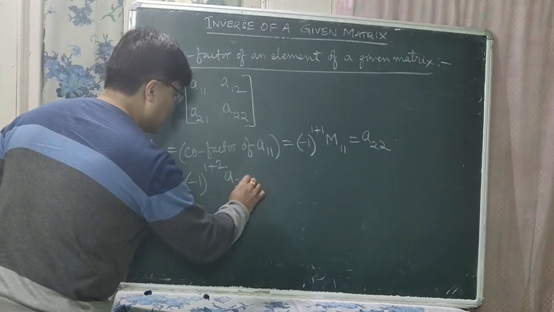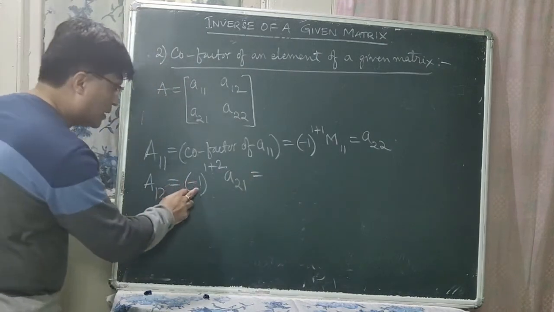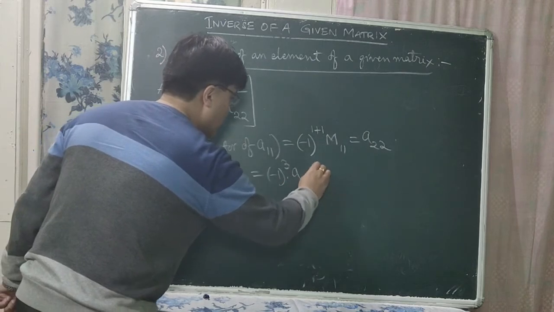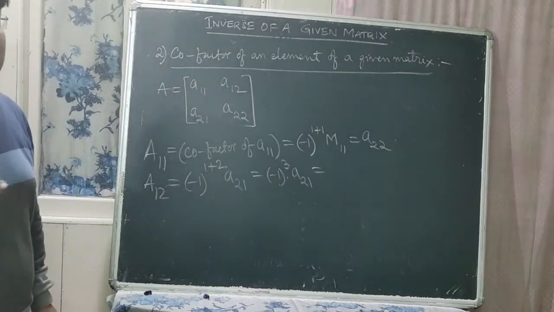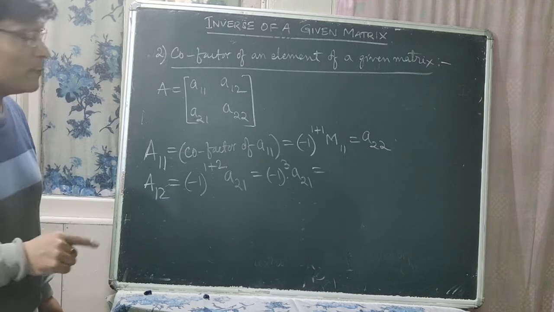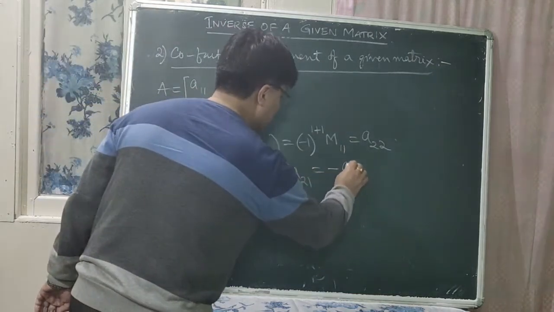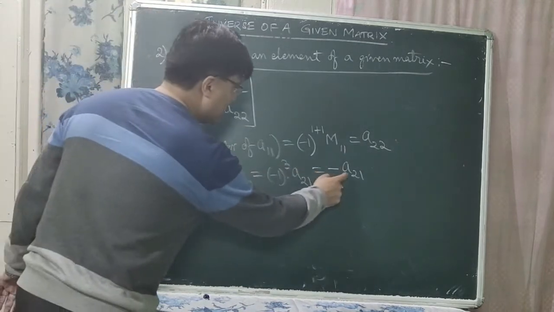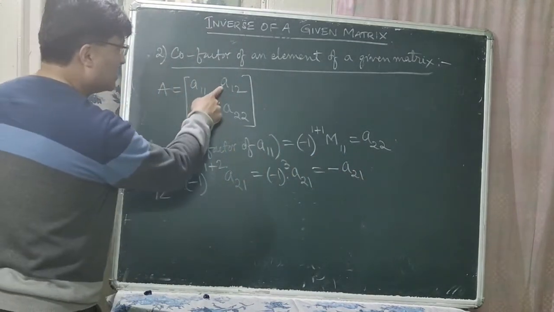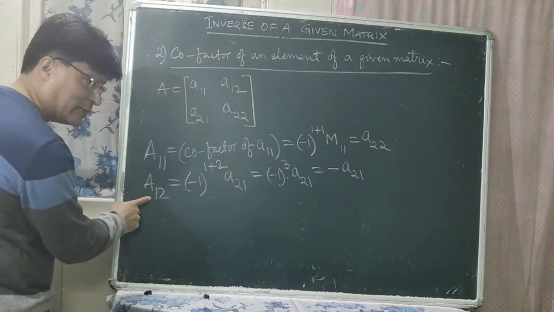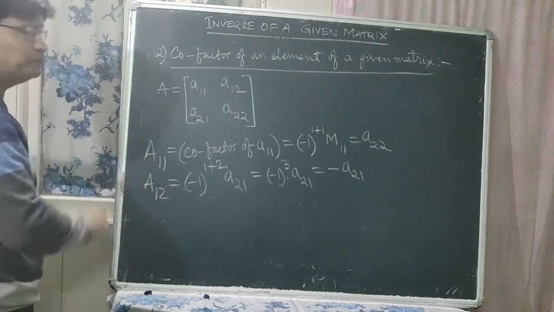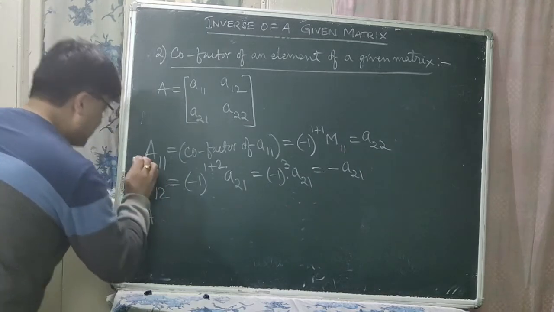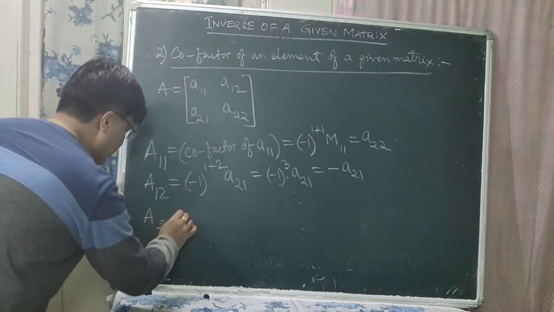So it is minus 1 whole cube into a21. What is minus 1 whole cube? Minus is multiplied thrice. Minus into minus is plus, plus into minus is minus. That is minus a21. So this minus a21 will be the cofactor of small a12, which is represented by capital A12. Is that clear? Next one, capital A21.